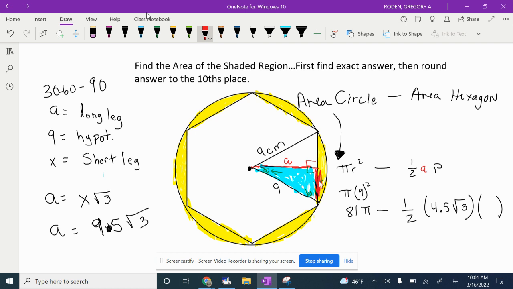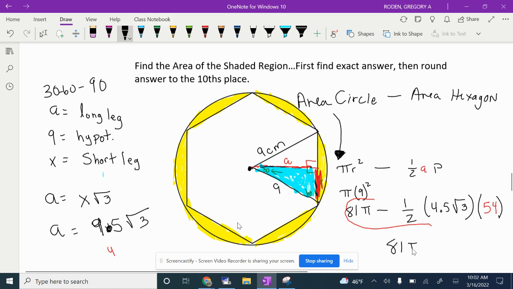Right. Does everyone see that this is 4.5, but that's just half of one side? Remember, P stands for perimeter, all of it. So what is 4.5 times 12? 54. So this is 54. Now, this is the exact answer right here. Does everyone see that? We could simplify this a little bit more if we wanted to. 81 pi is done. There's nothing we can do with 81 pi.